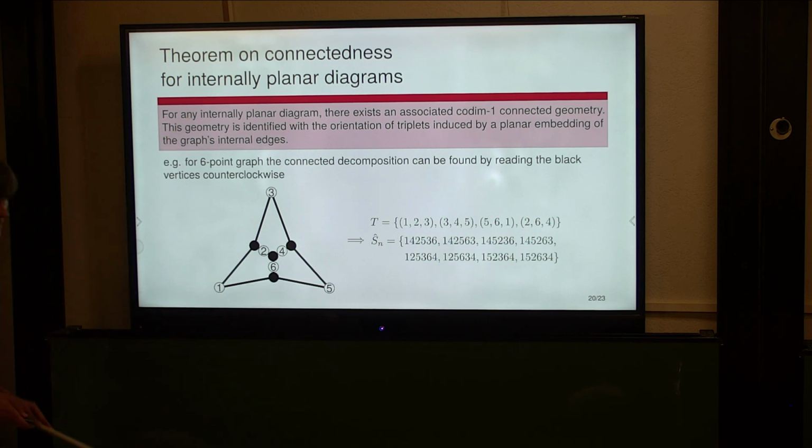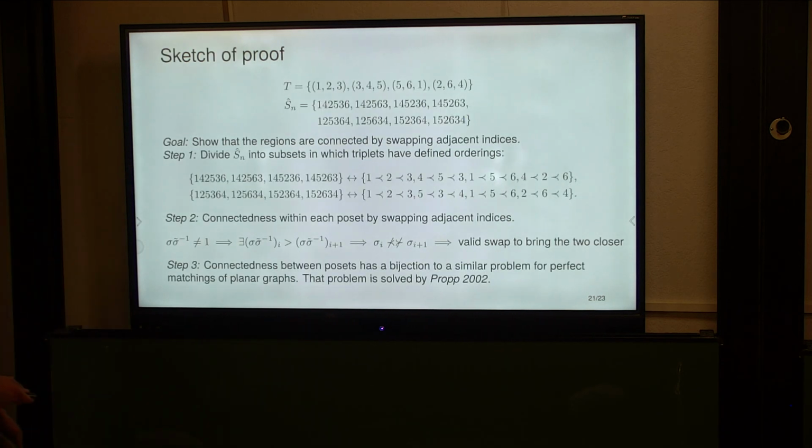I wanted to give you a quick sketch for how we prove this. So the goal is to show that the regions are connected by swapping adjacent indices. And one of the ways to do this is by studying these extensions by breaking them into different sectors for you to consider. So we split it up into different sectors that are each defined by some poset. So these triplets, we had some cyclic rotations we could apply to them.